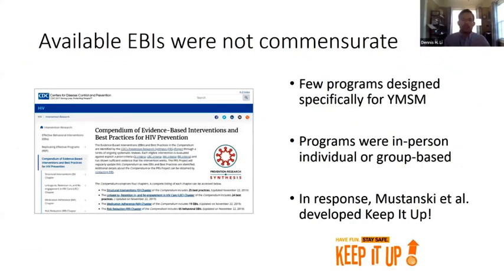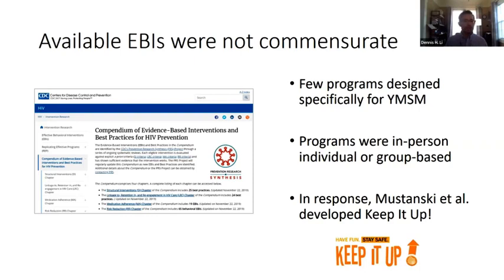So 10 years ago, there was still this disparity demonstrated among young men who have sex with men, but the available evidence-based interventions at that time were not commensurate with that disparity. The CDC's compendium for EBIs had very few programs designed specifically for YMSM, and of the few that did exist, they were all delivered in person, either individually or in groups. And so therefore, they had a limited reach in terms of the impact they could make on the YMSM population in the United States.